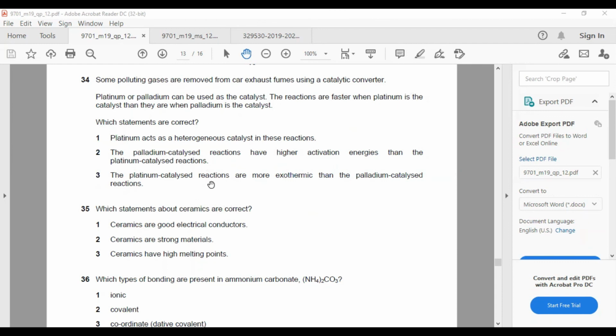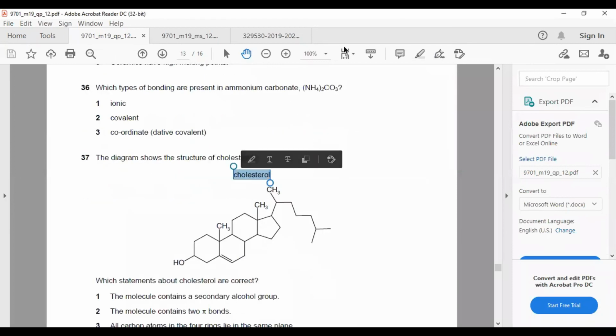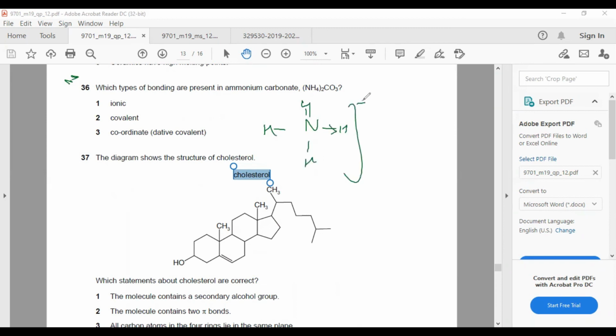Okay, 35. Which compound or ceramics are good electrical conductors? Absolutely wrong, because the cups in your kitchen in which you have your coffee and tea are made of ceramics, and obviously they are not electrical conductors. Yes, strong material, high melting point. That's why you use it as a refractory material also. Which types of bonding are present? Look, ammonium, a repeated question. Ammonium has a dative bond. Please memorize, it comes very frequently. And carbonate has a minus charge, so it has ionic, covalent, and dative also. All three. This is ionic, this is covalent, this is dative.